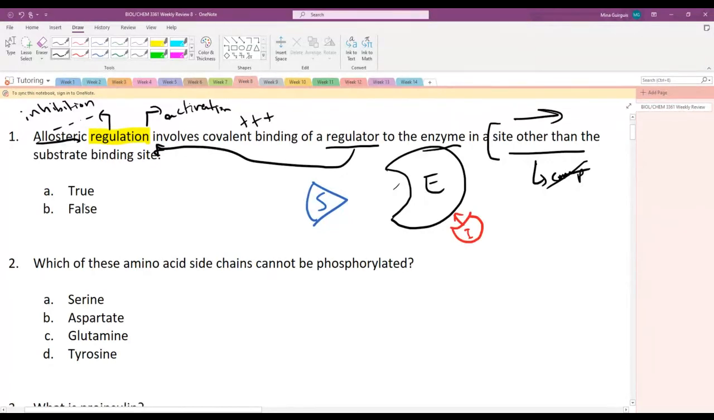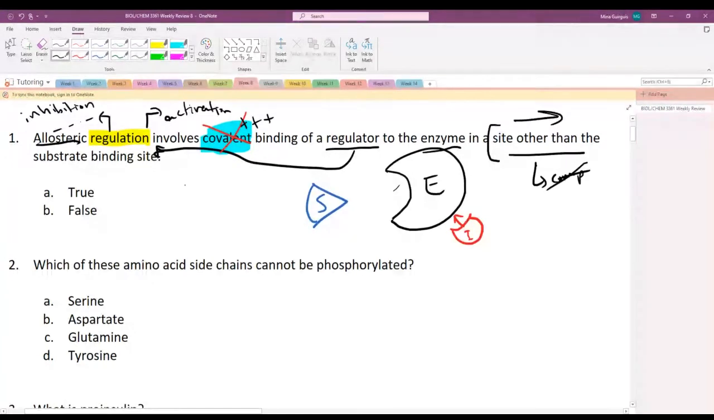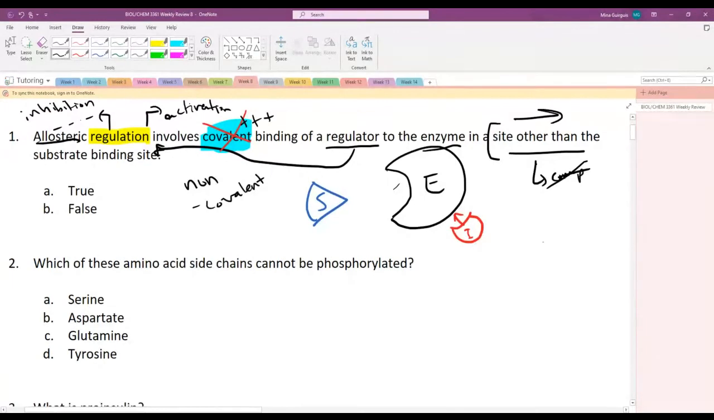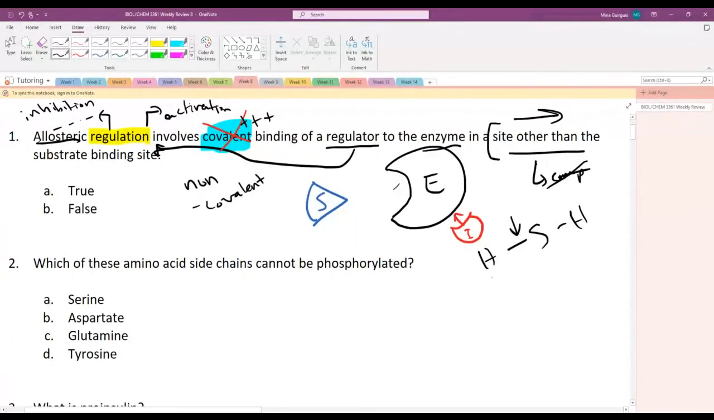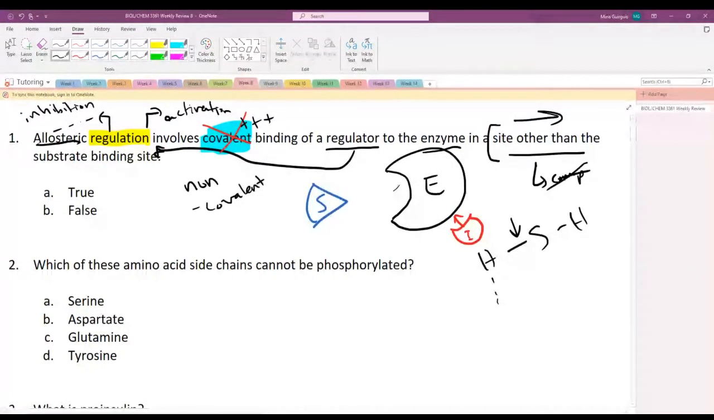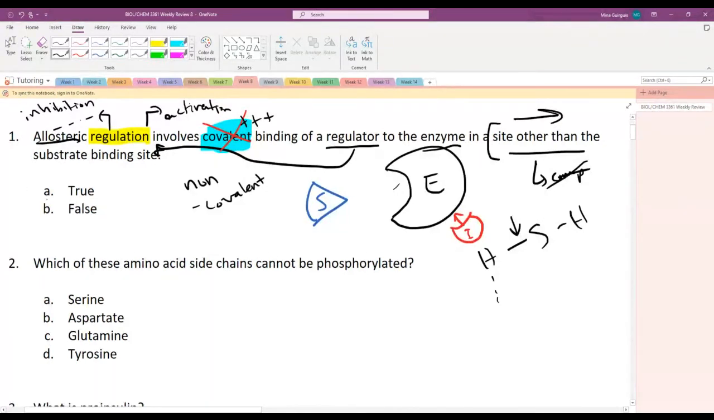Okay, so that was me rambling on for 4 minutes about regulation without actually answering this question. The key word here is covalent. Are we actually binding covalently? The answer is no. It's non-covalent binding. Reminder, covalent binding is like this sulfur bound to this hydrogen, bound to this other hydrogen, whatever. These are the covalent bonds. A non-covalent bond would be something like a hydrogen bond, some kind of intermolecular force. Because of that, this one is false.